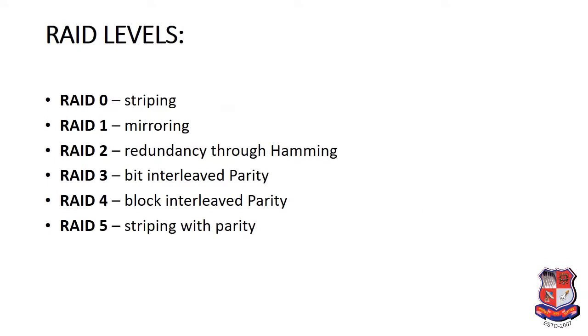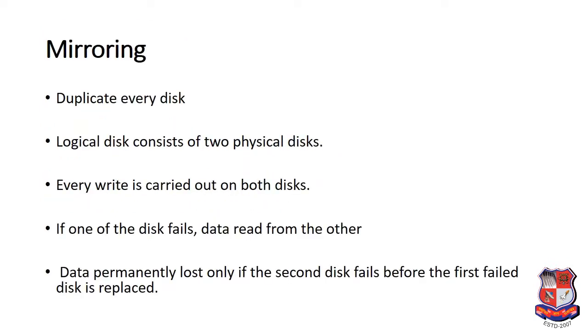Now there are so many levels in RAID. RAID 0 is known as striping. RAID 1 is known as mirroring. RAID 2, redundancy through Hamming. RAID 3, bit interleaved parity. RAID 4, block interleaved parity. RAID 5, striping with parity. There are RAID 6 and RAID 10 also. So first of all, understanding mirroring and striping is essential before understanding all those levels.